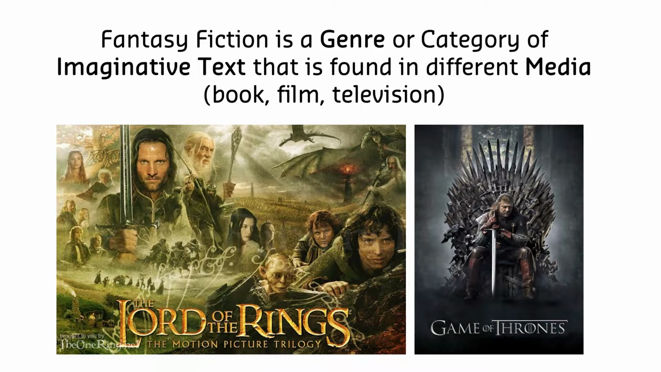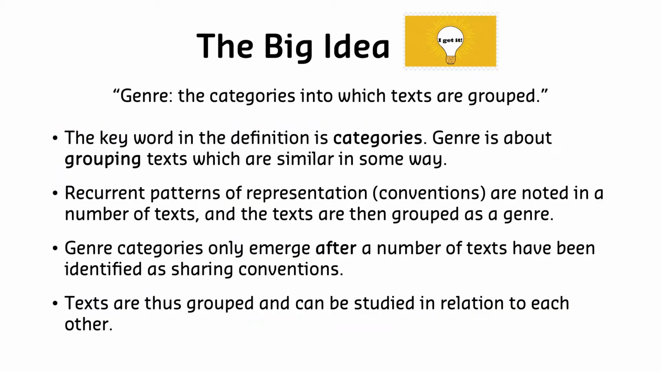So, remembering that genre is the categories into which texts are grouped, the key word in the definition is categories. Genre is about grouping texts which are similar in some way. Recurrent patterns of representation, conventions, are noted in a number of texts, and the texts are then grouped as a genre. Genre categories only emerge after a number of texts have been identified as sharing conventions, and texts are thus grouped and can be studied in relation to each other.